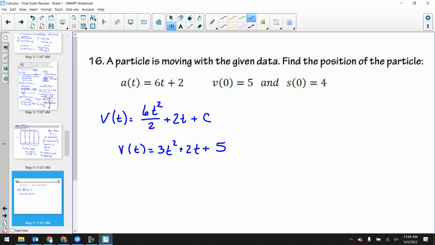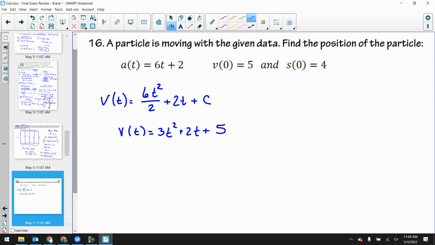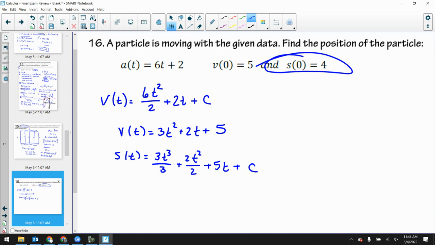Okay, and now I do that same thing for position. So I know s of t is going to be equal to 3t to the third over 3 plus 2t squared over 2 plus 5t plus a new constant value. But I know that constant value. It's 4. If I plug in 0 as my time and set it equal to 4, c would be 4. So s of t would be t to the third plus t squared plus 5t plus 4.